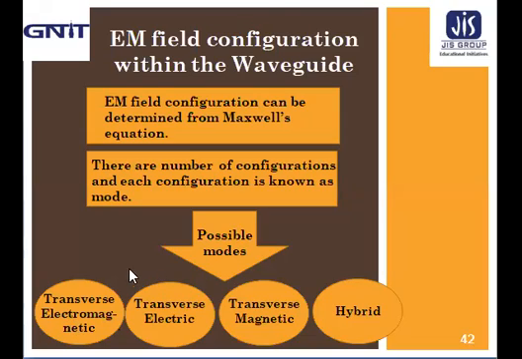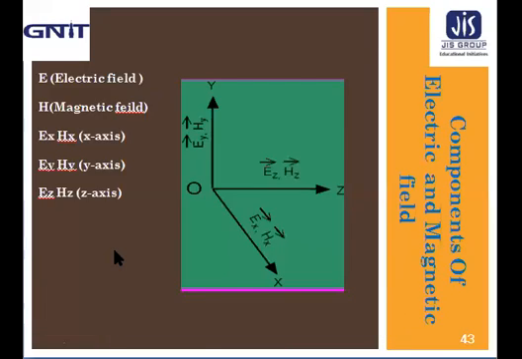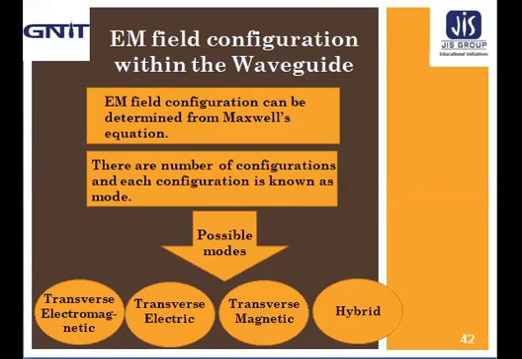Now, let's start with what is transverse electromagnetic mode. Here, for a transverse electromagnetic wave, that is TEM mode, the electric and magnetic field components are transverse, or perpendicular, to the direction of propagation. Here both the electric and magnetic fields are transverse components, that is Ez and Hz equal to 0.